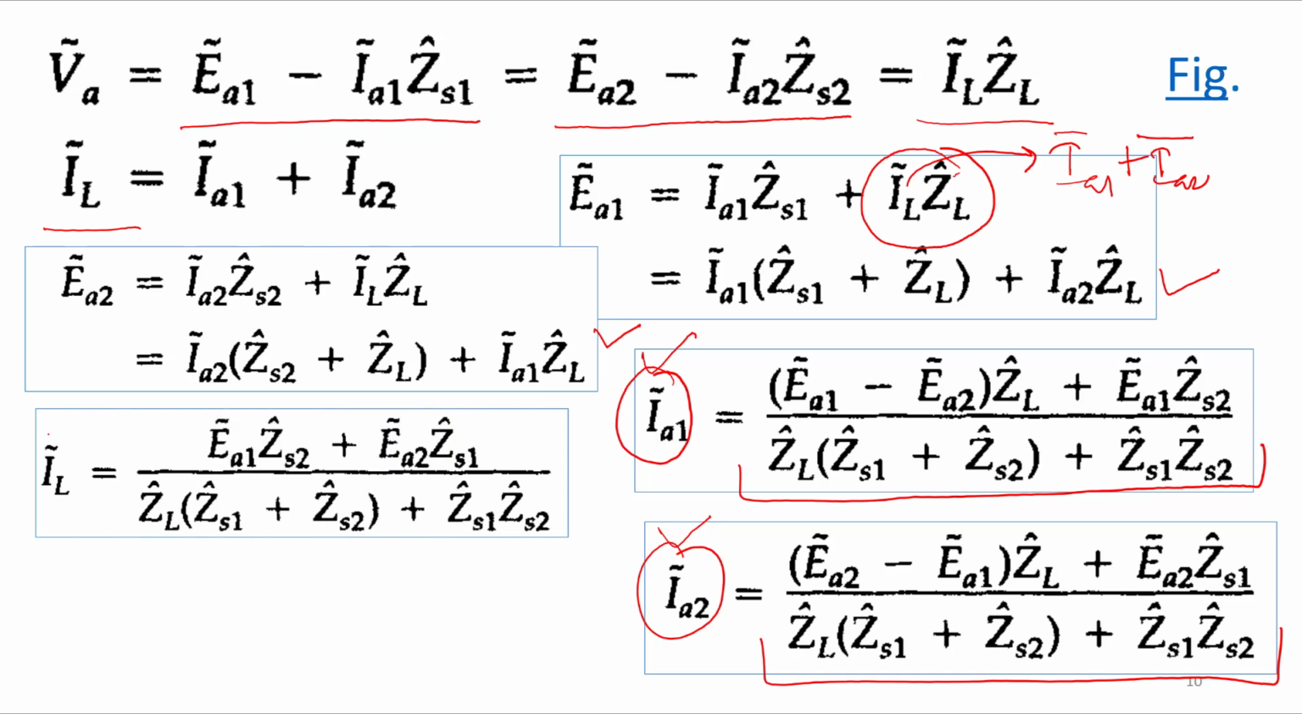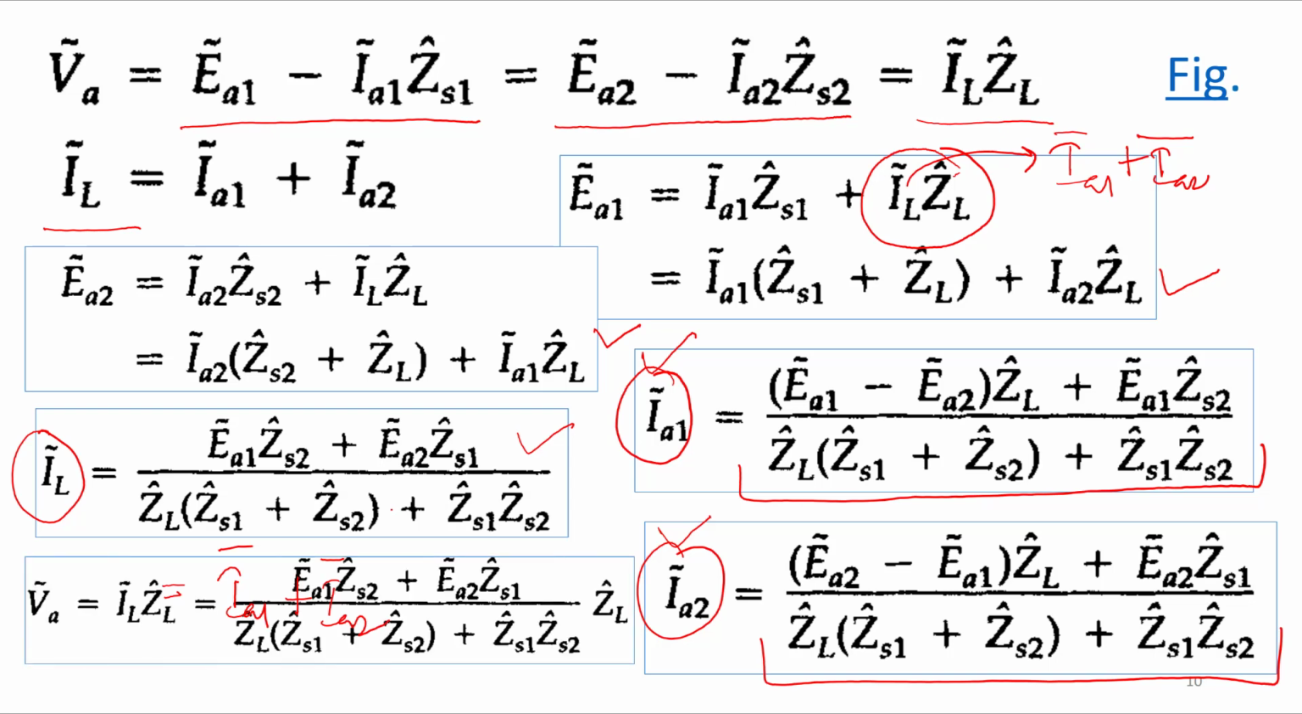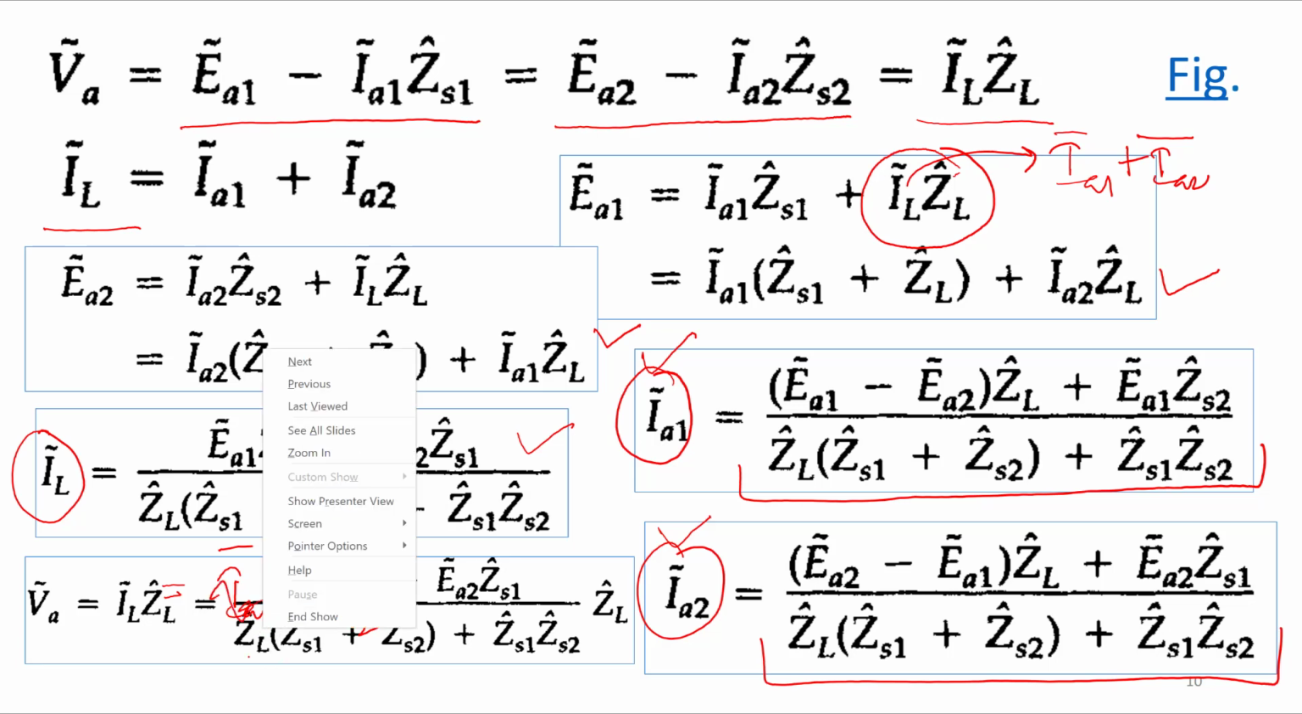Then I can find IL, the net load current, which is equal to IA1 plus IA2. If I add both the expressions, I will find this. So this is how we can find the load sharing of two generators, or maybe three generators, when they're connected in parallel and supplying a single load, or there may be many loads, because loads are always connected in parallel. So we can put the loads in parallel, right? We can also find VA, the terminal voltage, in terms of induced EMF and other parameters, right?